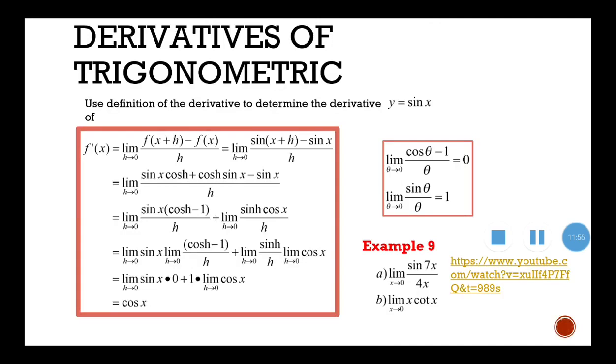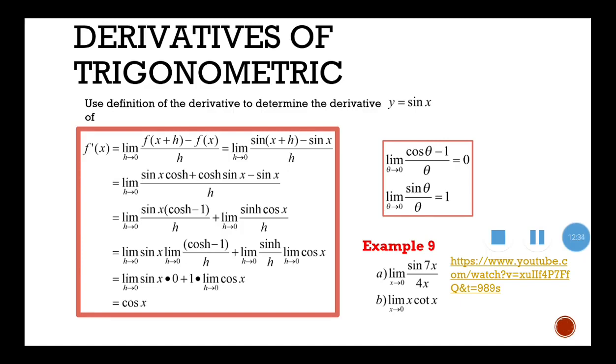Okay, for the derivative of sine, sometimes in exams you might have to use the definition of the derivative to determine the derivative of y equals sin x. Of course, for the derivative of y equals sin x, there is a formula, there is a table, and you can memorize that table, but sometimes you have to find the derivative using the basic definition of limits.